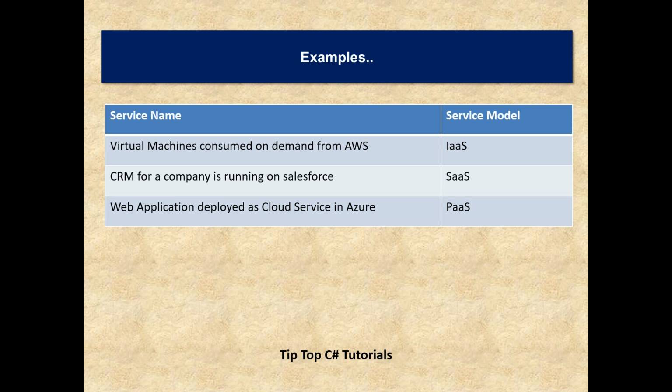The third example, we are creating a web application and deploying it as a cloud service in Azure. In this case, you are responsible only for developing the web application. You just publish it from Visual Studio IDE directly to Azure wherever you have a subscription. In this model, it will spawn a virtual machine and install the operating system and all other required software, and then this application will be hosted in that particular cloud service. This is an example for platform as a service.